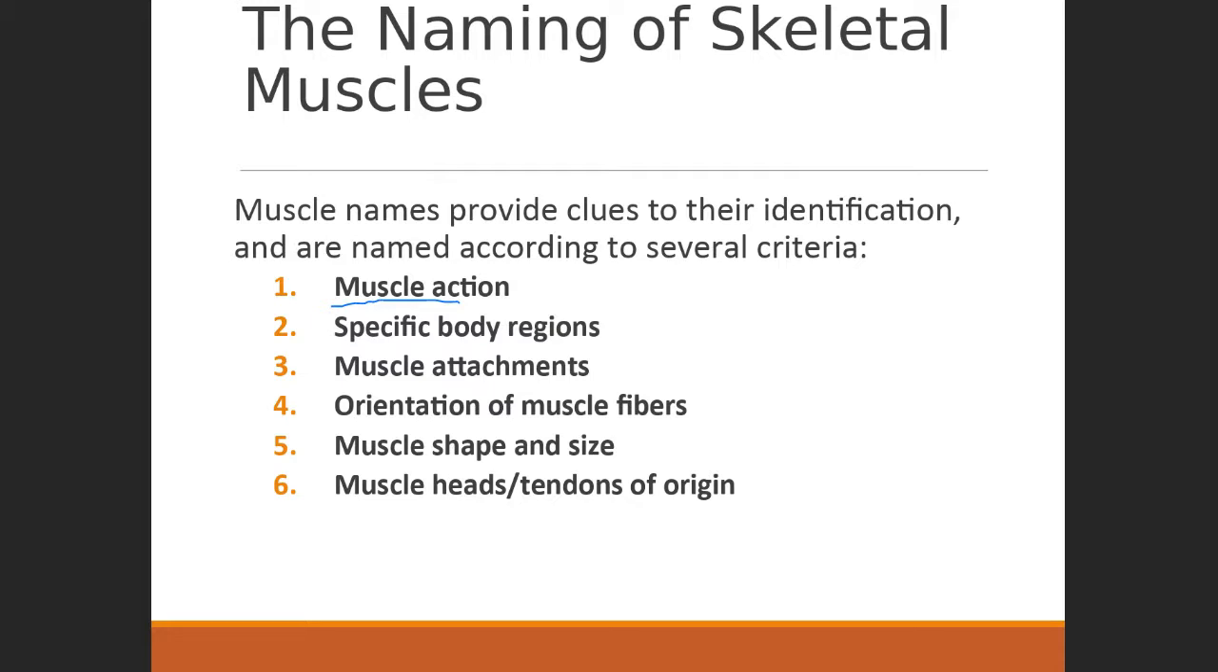Specific body regions, flexor carpi ulnaris, right? Carpal bone. Muscle attachments may tell you which bones it's hooked onto. The orientation of the muscle fibers. Terms like deltoid, meaning triangle. Trapezoid, meaning trapezoidal shape. Erectus spinous. The erectus can mean parallel. So these terms tell us a lot about the shape, size, and orientation of the fibers. How many heads? Bicep, tricep.